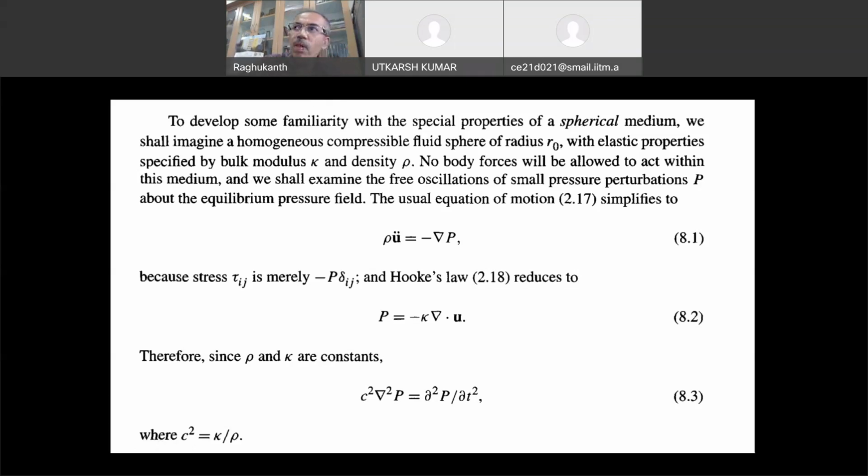Dou sigma xx by dou x plus dou sigma xy by dou y plus dou sigma xz by dou z, plus of course you have a body force. On the right hand side, you will have rho into dou square u by dou t square. Like that, you will have three such equations. So if you take those equations, and if it is a fluid, what happens to sigma xy, sigma xz, sigma yz? What happens to the shear stresses if it is a fluid?